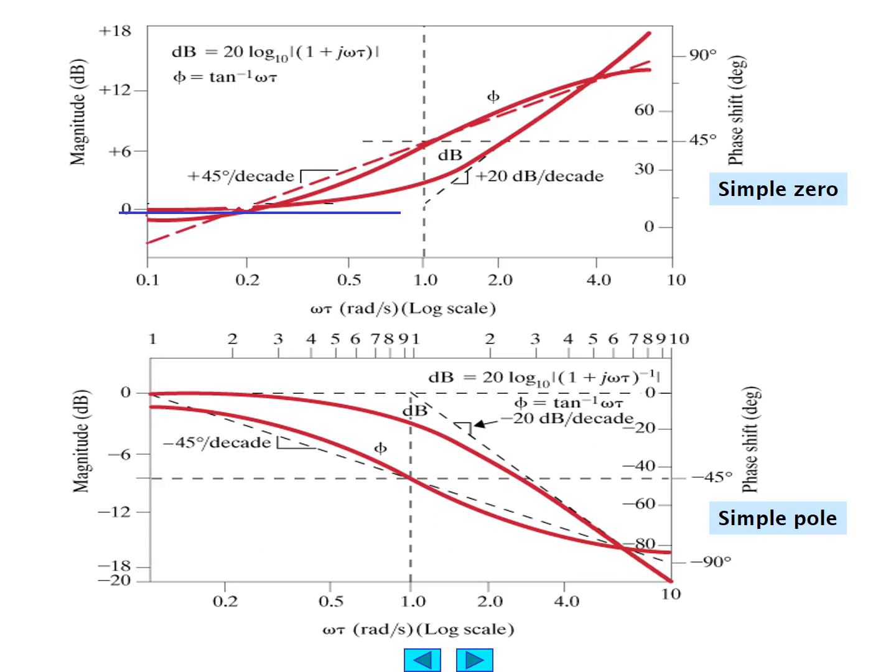Here's that plot presented again for a simple zero and for a simple pole. In these plots, we actually have the phase angle and the magnitude on the same graph, sometimes confusing as a result. Magnitude scaling is on the left, and the phase scaling is on the right. And we can see they're sort of like inverses of one another between the simple zero and the simple pole.